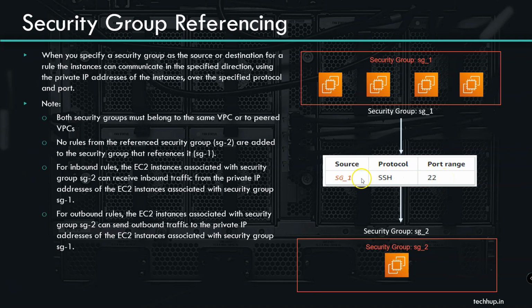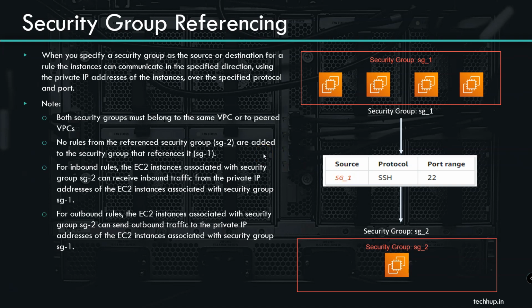So what this means is that all these 5 instances which are associated with security group 1 will have SSH access to this EC2 instance, because this EC2 instance has been associated with security group 2, for which in the inbound connection you have defined the source as security group 1, and with security group 1 we have all these 5 instances associated. So all these 5 instances will gain SSH access to this instance.